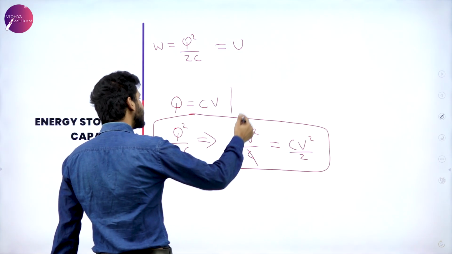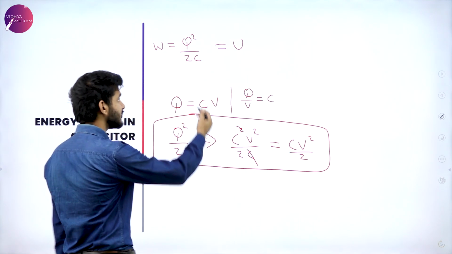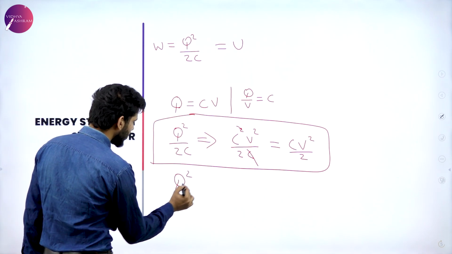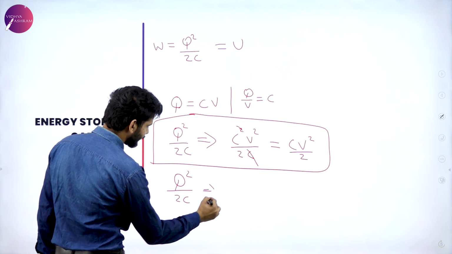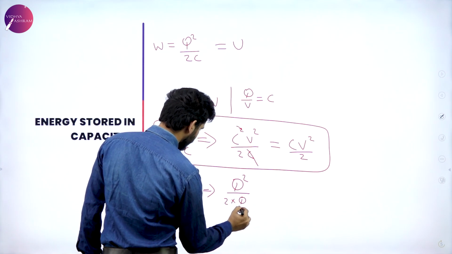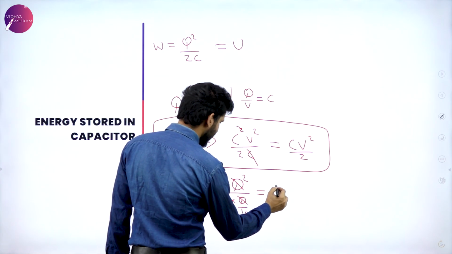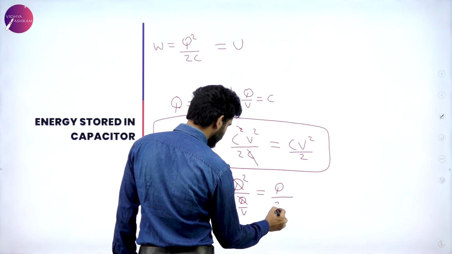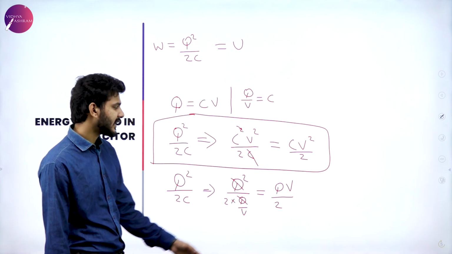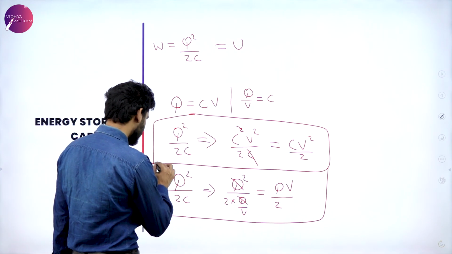We can write it in another term, that is Q by V is equal to C. So instead of C we can substitute Q by V. So Q square by 2C becomes Q square divided by 2 into Q divided by V. Q and Q get cancelled and we can write it as Q by 2, and the V goes to the numerator, so we can write it as QV by 2. So this is one more way of representing that particular equation.